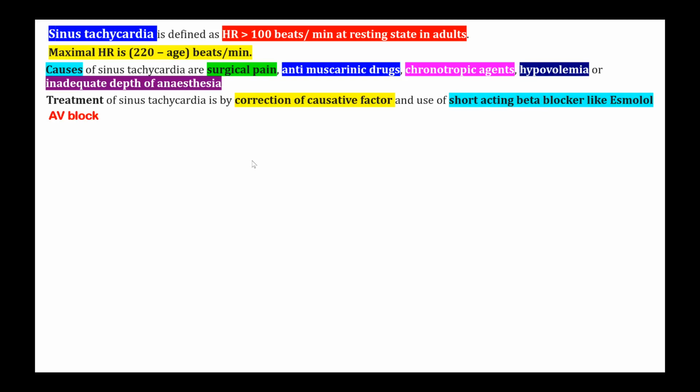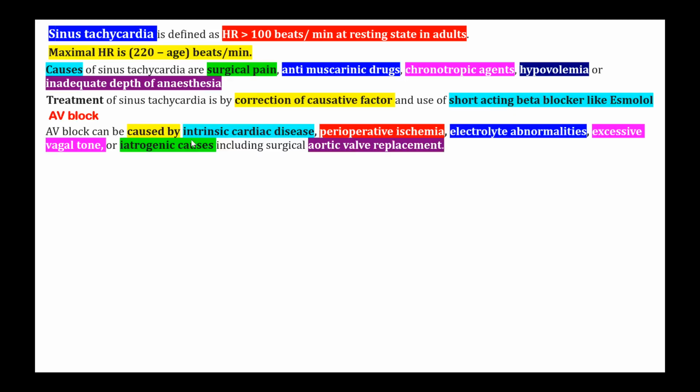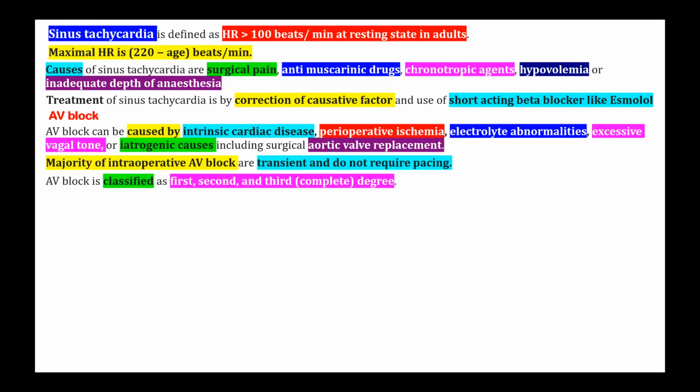Now, after these two common arrhythmias, next comes the AV block. AV block can be caused by intrinsic cardiac diseases or perioperative ischemia, electrolyte abnormalities, excessive vagal tone, or iatrogenic causes, including surgical aortic valve replacement, where you can injure the conduction system. So all these things can be the causative factor. Majority of intraoperative blocks are transient and do not require any pacing or any active treatment.